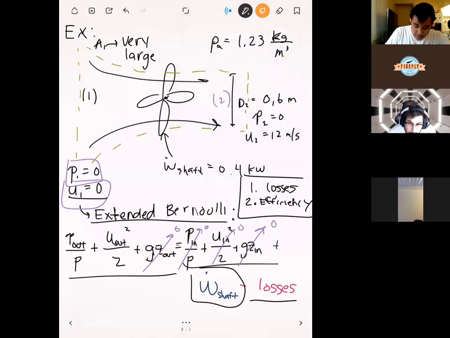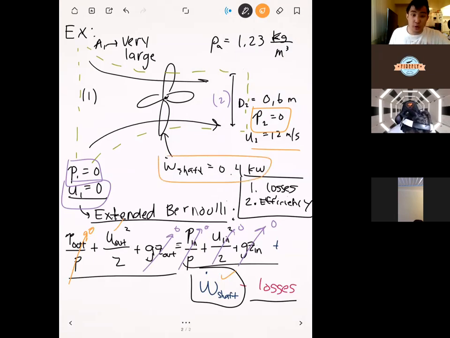Now let's apply the same thing at the outlet. At the outlet, we can only cancel out one term, which is the pressure. Since we know that P2 is equal to 0, we can cancel out P out. All we're left with is U out squared over 2 equals W dot shaft minus the losses. We can rearrange this expression to solve for the losses, because we know U out from the problem, and we know W dot shaft is going to be 0.4 kilowatts. So all we have to do is plug in and solve for the losses. Any questions on this before I turn the page?